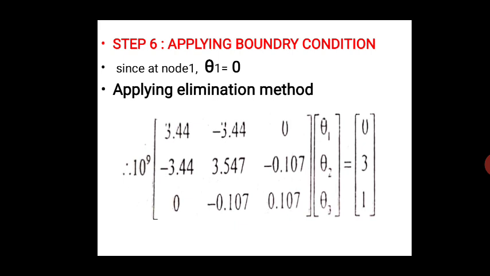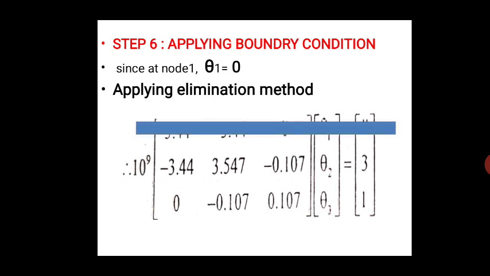And the torque vector can be written as T1 is 0, T2 is 3 and T3 is 1. Now for this equilibrium equation, we need to apply the boundary condition. Since node 1 is fixed, we will take theta 1 is equal to 0. For this reason, we will be eliminating the corresponding row and column, that is, eliminating the first row and first column. Then the size of the equilibrium equation is reduced to a 2 by 2 matrix.